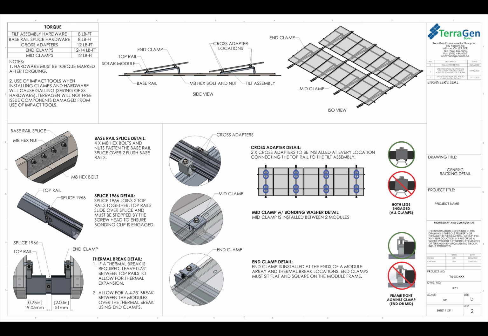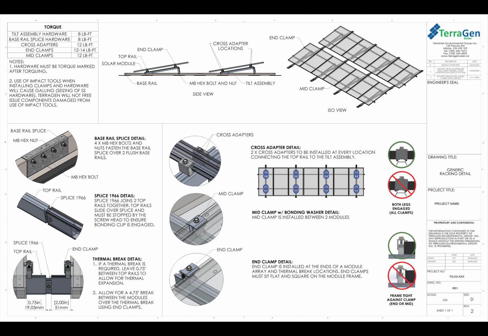The other 2 types of clamps that will be used to install a TGR system are the mid clamps and the end clamps. These are used to hold the modules to the system. The mid clamps will get installed on top of the top rails in between modules. So these mid clamps are what allow for that 20 millimeter gap between those modules to stay in place.